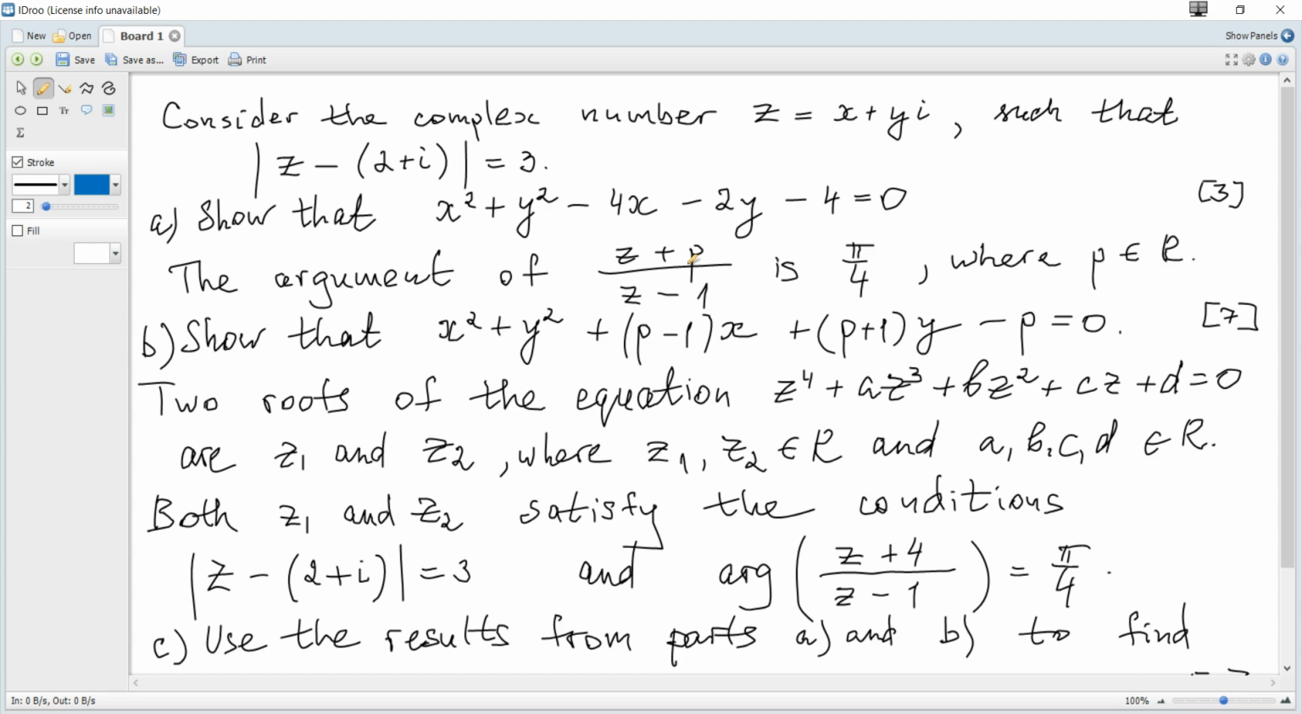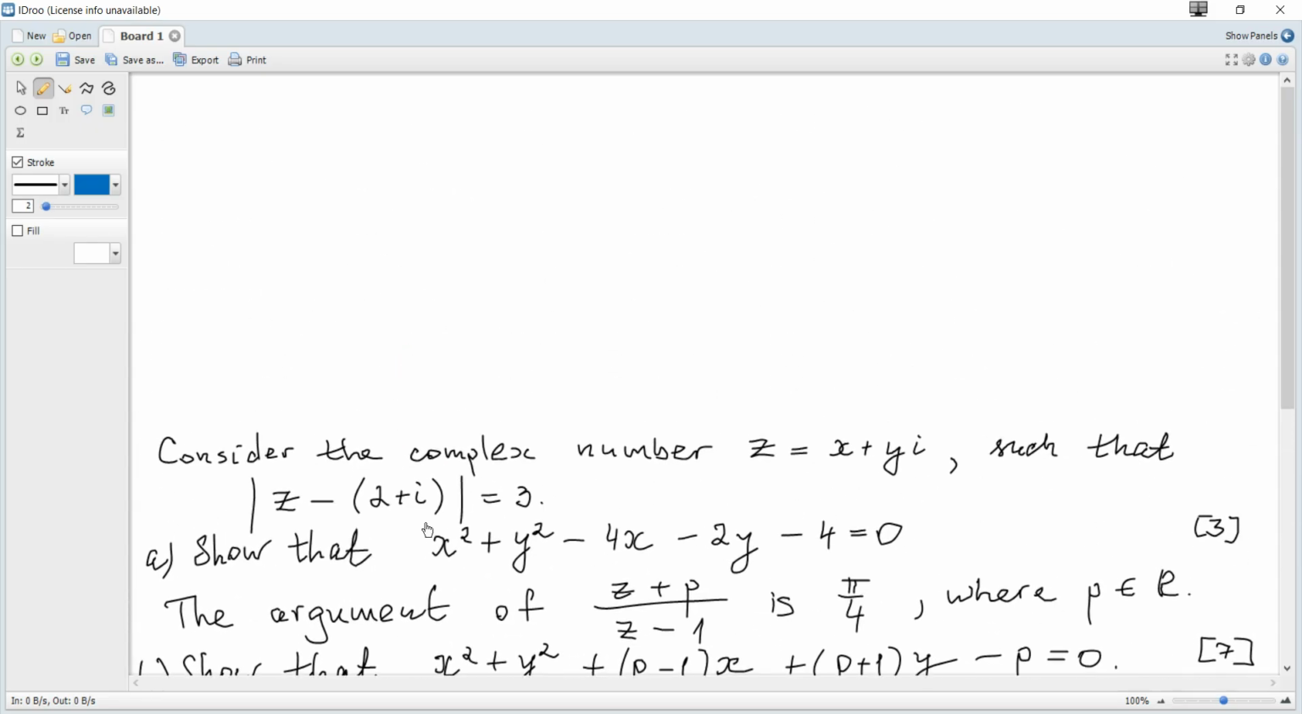Consider the complex number z, which is equal to x plus yi, such that the modulus of z minus 2 plus i is equal to 3. Question A: show that x squared plus y squared minus 4x minus 2y minus 4 is equal to 0.